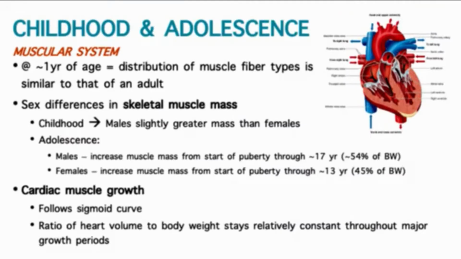Then we can talk about the muscular system. Right, so at about 1 year of age, the distribution of muscle fiber types is similar to that of an adult. So remember we said that at birth, usually about 15% of your muscle fibers in total and about 15% of type 2 fibers that have already differentiated are generally undifferentiated. Okay, so by the year of age, most of your muscle fiber types have differentiated into what they are going to be for the rest of your adult life. And once a fiber type has been defined, it stays that way.